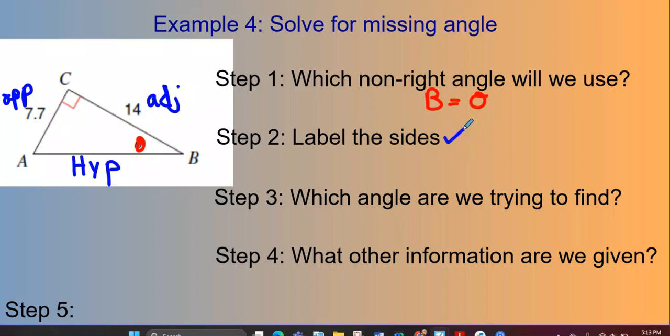All right, so then we're going to figure out which angle we need to try to find, which we already know that answer, because that was the same as answer 1. So we're going to find angle B. That's one we don't know yet.